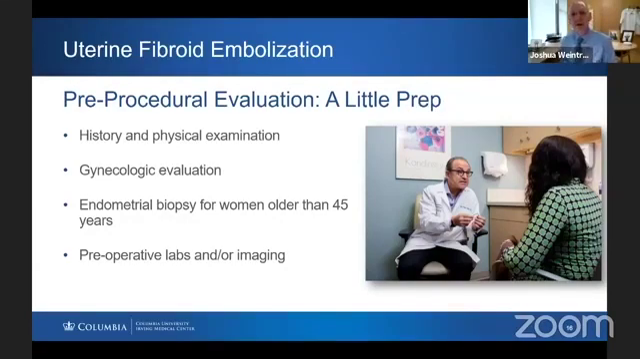For women over 45, we really want to make sure that the bleeding symptoms that you're having are due to uterine fibroids. And we do recommend an endometrial biopsy to exclude that. And then we get routine preoperative exams and imaging, including an MRI, to see exactly where that fibroid is, the vascularity of that fibroid, the size, and other organs that may be pressed on.